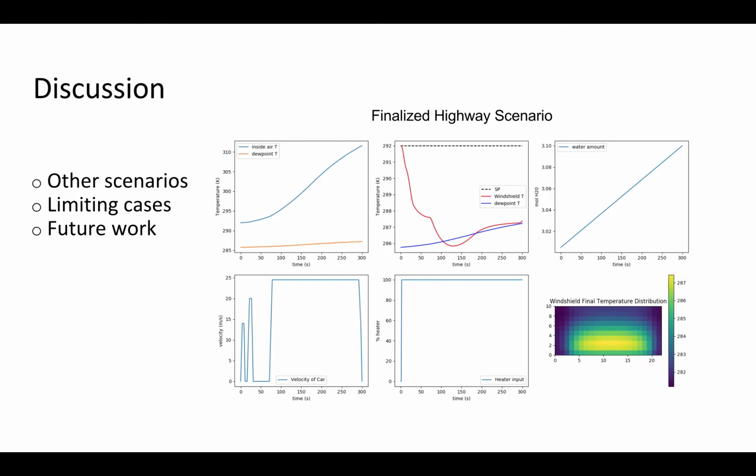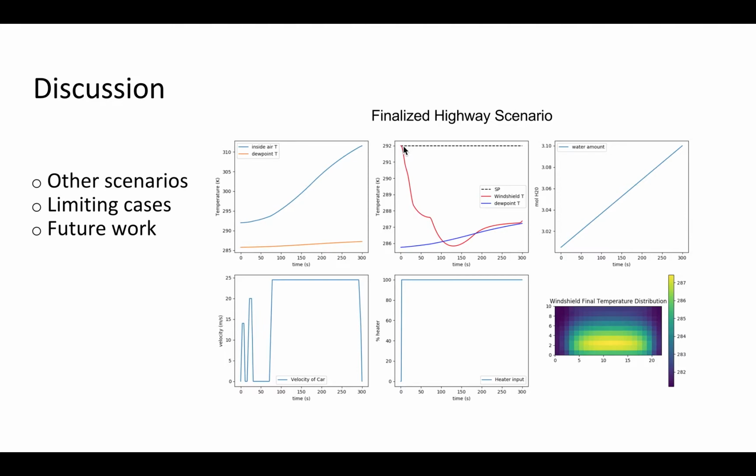But we also decided to try to find a limiting case, something where the physics would limit the scenario. So we put a car into a warm and moist garage, and then we had it travel into a very cold environment, which is very conducive to condensation. And we tried to maintain the set point of the temperature of the garage throughout the whole run.